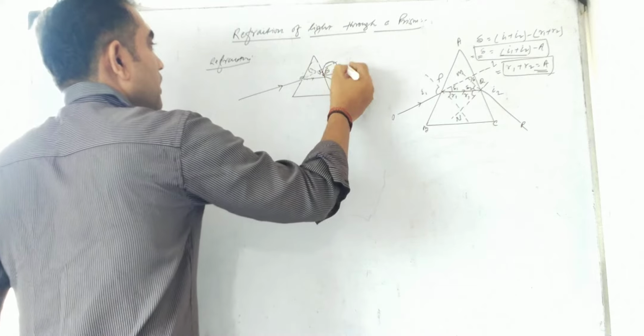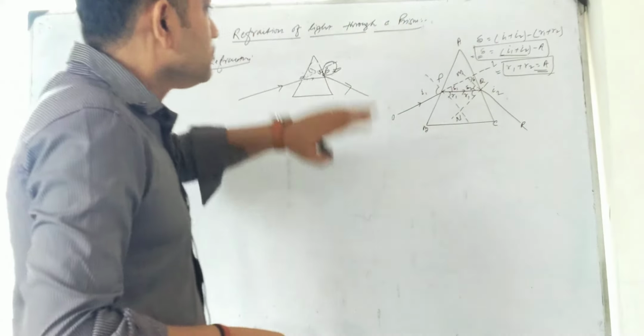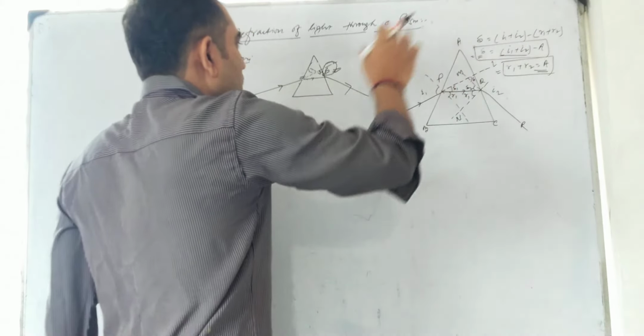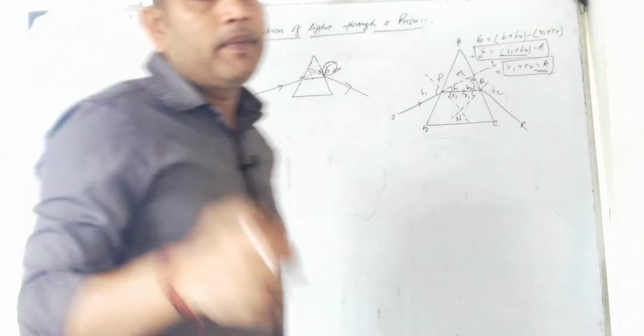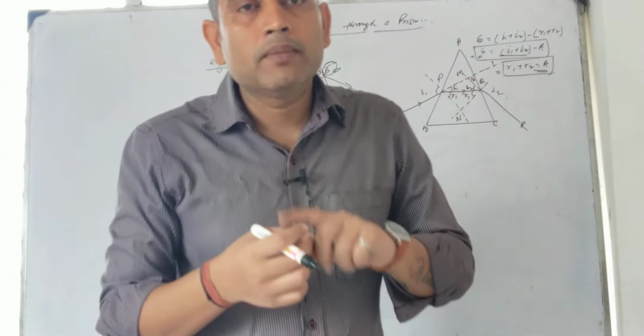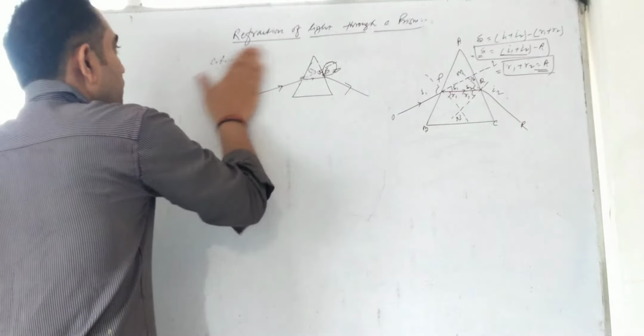So we got the angle of deviation, and for it we will have to solve two or three derivations. Angle of deviation is the angle between the produced incident ray and the produced emergent ray. Now what are we going to do?